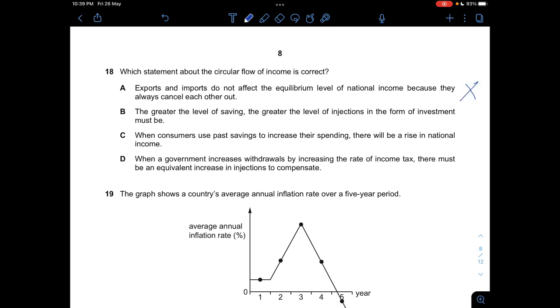B, it says the greater the level of saving, the greater the level of injection in the form of investment must be, which is wrong. That's not how it works. And C, it says when consumers use past savings to increase their spending, there will be a rise in national income. That's correct. D, it says when the government increases withdrawal by increasing the rate of income tax, there must be an equivalent increase in injections to compensate, which is not correct. So answer is C.